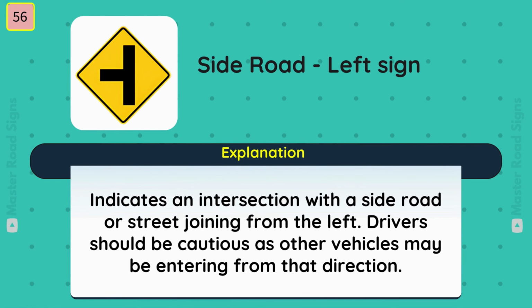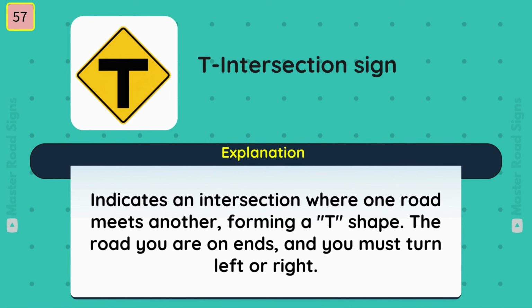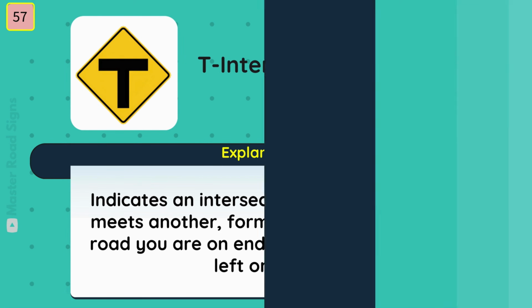Side road, left sign, indicates an intersection with a side road or street joining from the left. Drivers should be cautious as other vehicles may be entering from that direction. T intersection sign indicates an intersection where one road meets another, forming a T shape. The road you are on ends, and you must turn left or right.